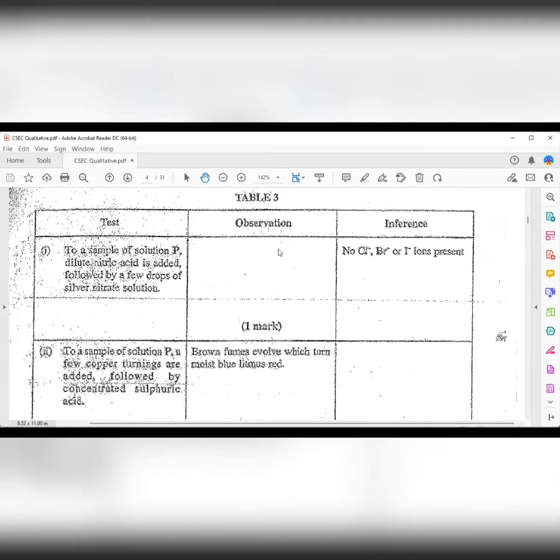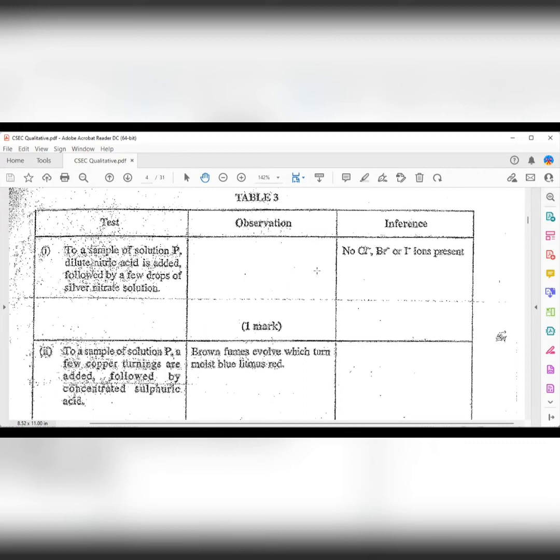To a solution of P, dilute nitric acid is added, followed by a few drops of silver nitrate. I didn't mention anything about nitric acid, but basically you're adding the nitric acid to dissolve any solid, so that's all you're really doing, to free up the ions. Now, notice silver nitrate solution is then added. What's the purpose of silver nitrate solution? To test for halides. So it says no halide present. Basically, no chloride, bromide, or iodide, which means no halide.